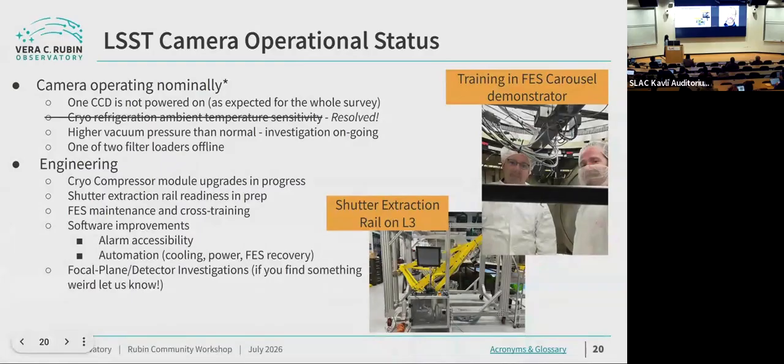The cryo refrigeration system was known to have an ambient temperature sensitivity last winter. I'm happy to report now that that's resolved and we seem to be able to survive at lower temperatures again through the winter. The camera currently is operating at a higher vacuum pressure than normal, which is an ongoing investigation by the team. And one of our 2 filter loaders is offline. So there's always work keeping us busy to keep the system running at tip-top performance.